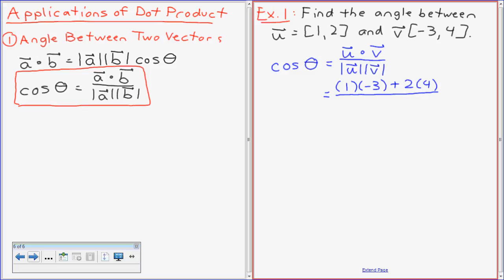Derek, how do you find the magnitude of u, please? You use the distance formula. Yeah, the distance formula, right? So it's going to be the square root of 1 squared plus 2 squared. Again, the magnitude is just the distance formula, that's all we're doing here. Luke, with that knowledge, can you find the magnitude of v for me, please? Go ahead.